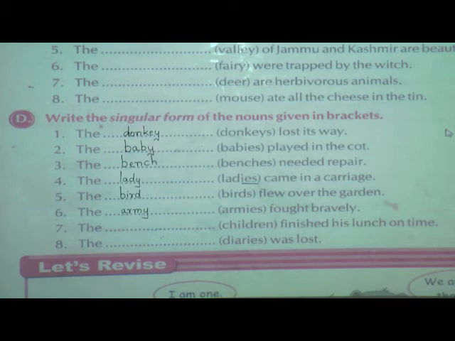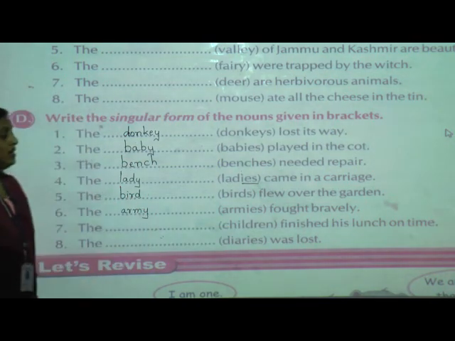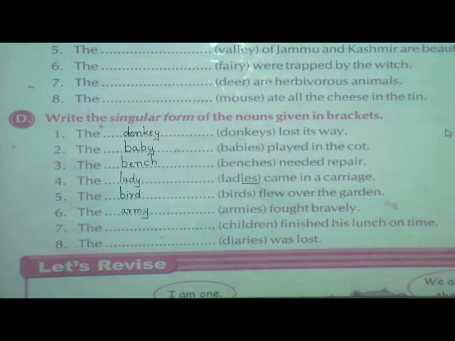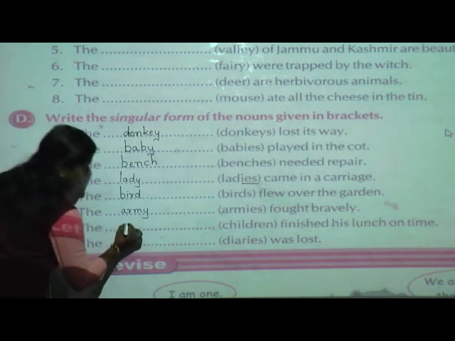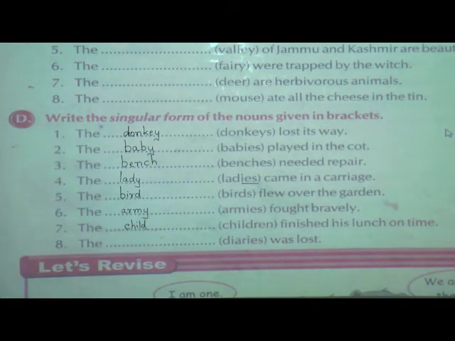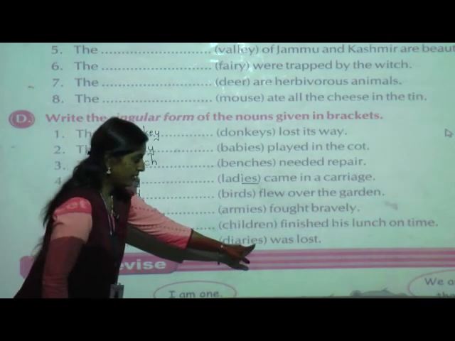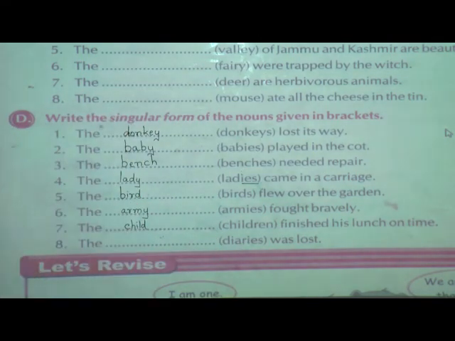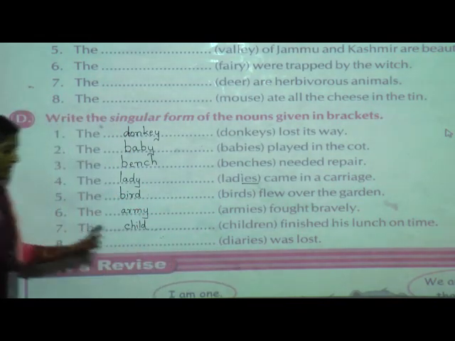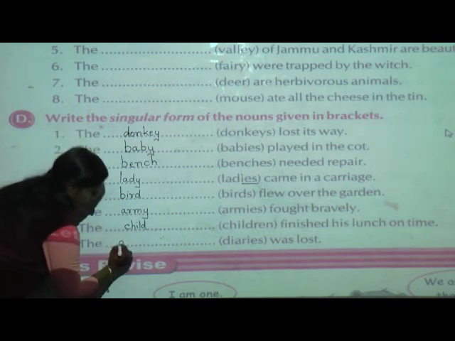The children finished his lunch on time. Now here we can see children. Children is a plural form, and what is the singular form for children? Yes, it is child. So the diaries was lost. What is in bracket? Which plural form is it? Diaries. And again IES is there. When the noun ends with Y, the plural form turns into IES. So what is the singular form for diaries? Diary.